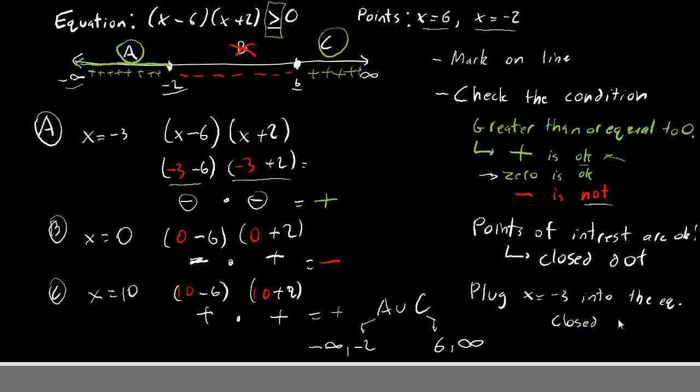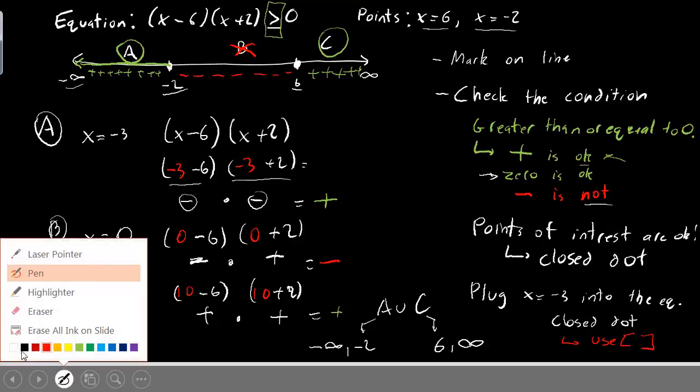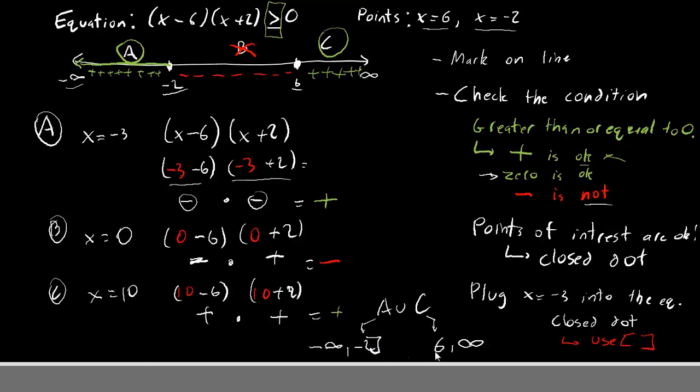If your graph contains a closed dot, that means you are going to have to write it in brackets rather than parentheses. On the negative 2, we are going to put a bracket, and on the 6, we're going to put a bracket. Now, infinity never has a bracket, so we're going to put parentheses next to those. So our final answer is going to be negative infinity to negative 2, bracket on the negative 2, and then 6 to infinity with a bracket on the 6. And that will be our final answer.